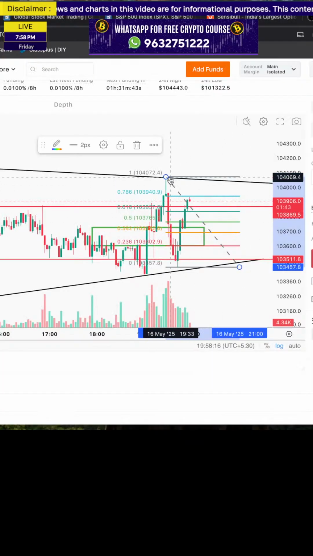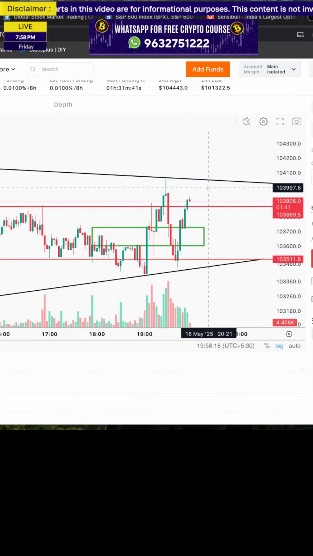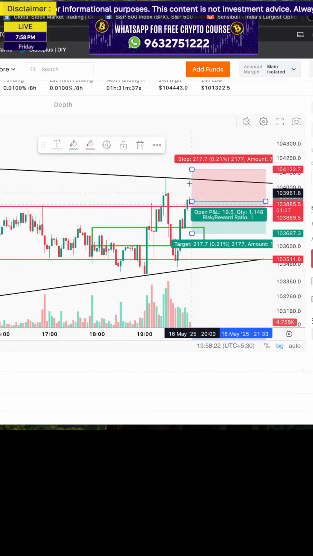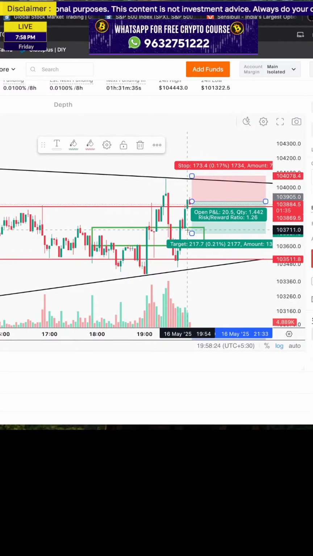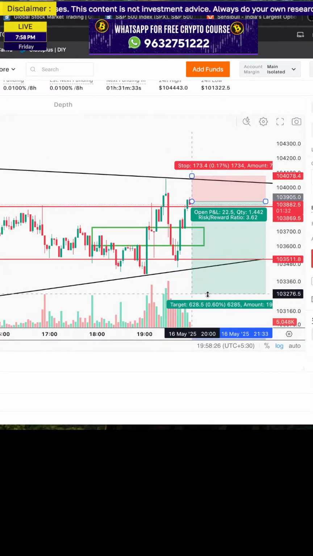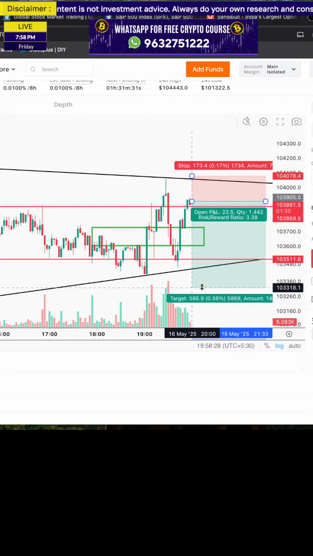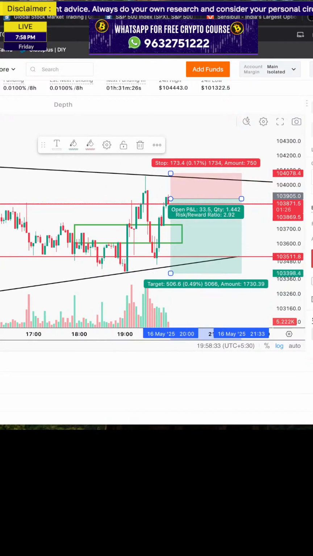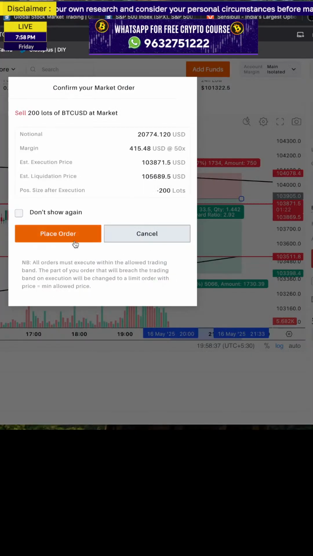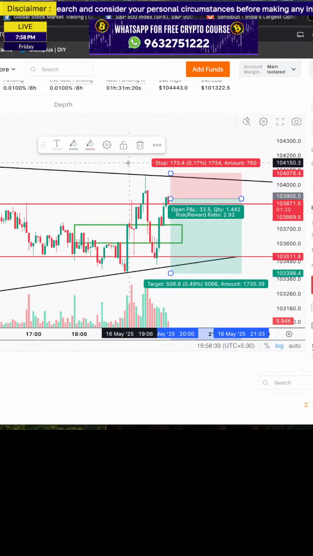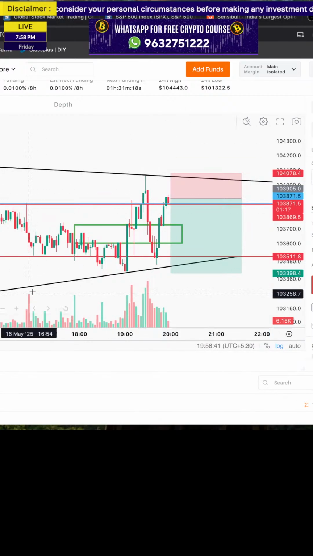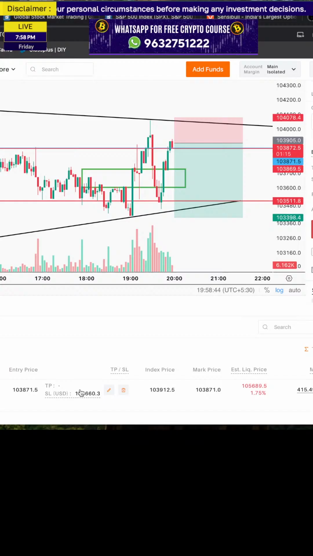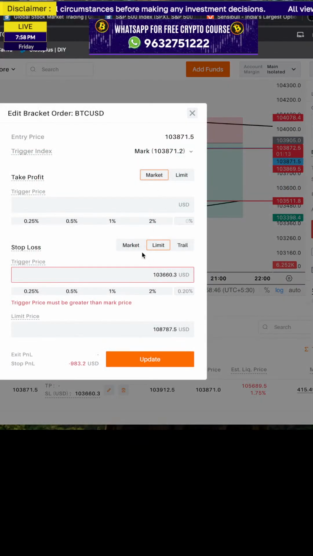Should I try? Should I not try? If I try, this will be the stop loss, 173 points. This will be the target, 1 is to 3 at least. So this looks like a reasonable risk reward trade. Stop loss is very small, so I'll place this order. If the market moves up in the future, that I'll look into later. As of now, risk is something which I can take in this particular trade.